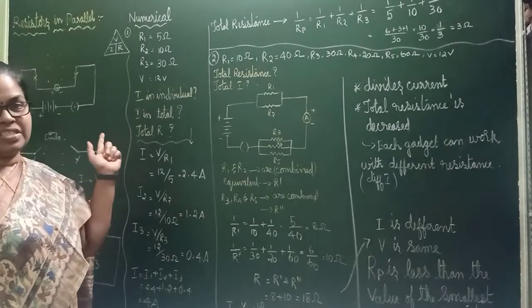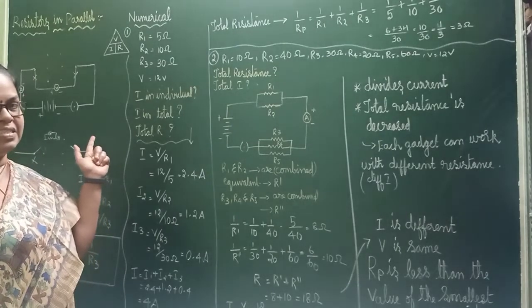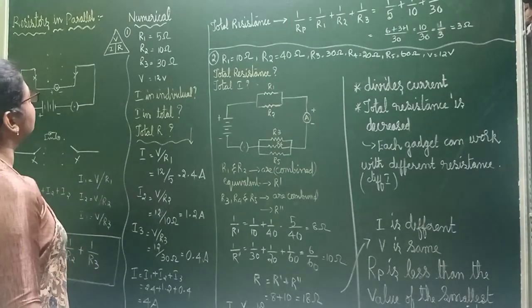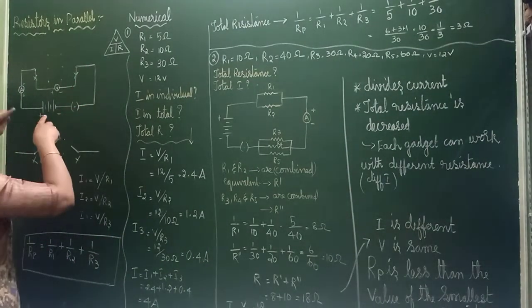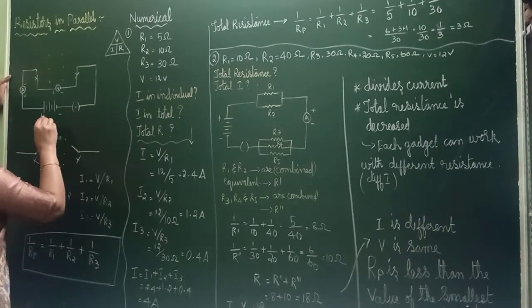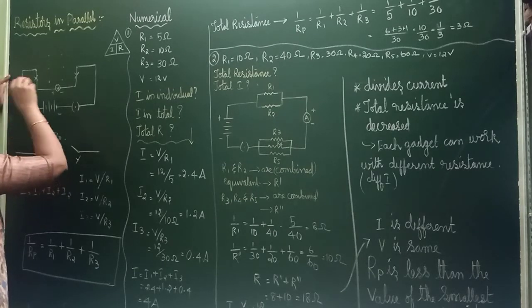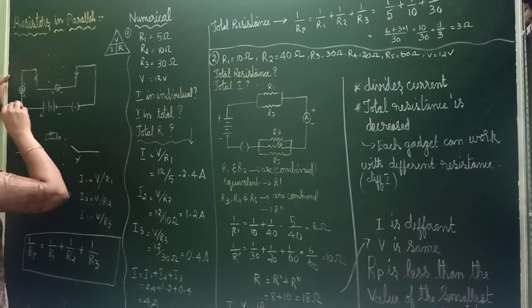We are going to see about resistors in parallel. Okay, resistors in series we have seen. Now we will see how resistors in parallel work. Same way like we have taken the circuit: key, battery, ammeter. I have not fixed the resistors because I should show you how it is fixed.